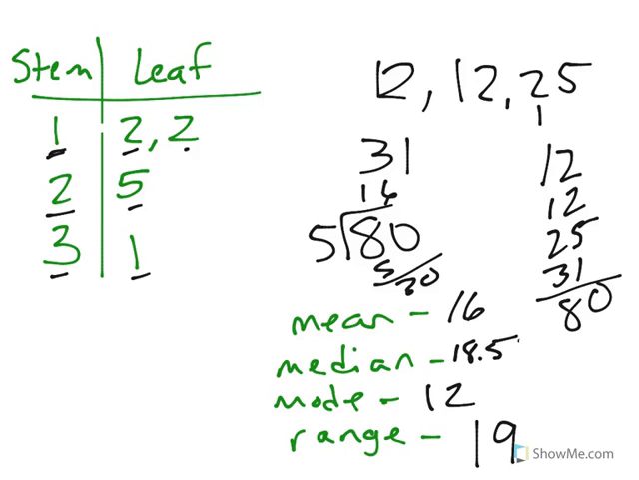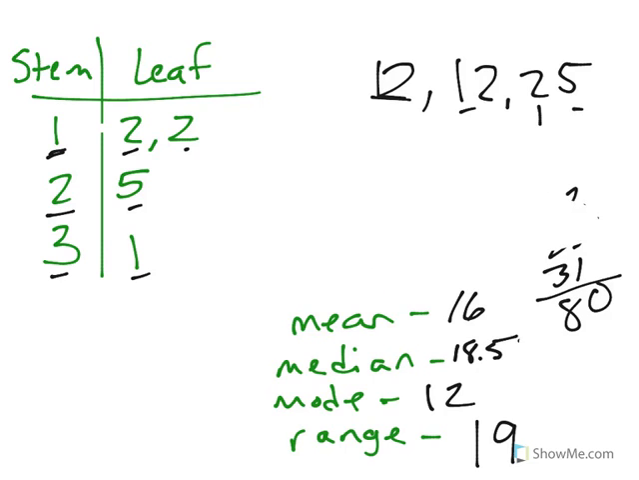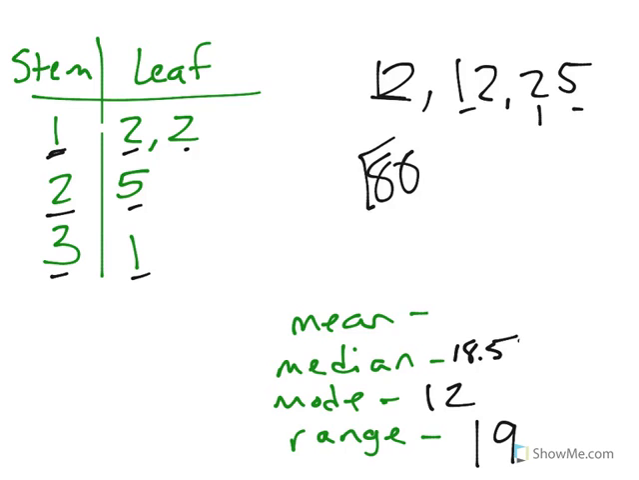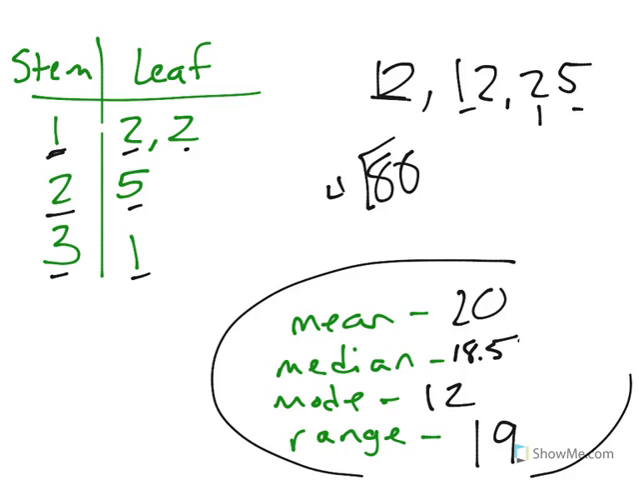Oh wait, I made a mistake. I looked at that number and it looked way too low. 16 looked too low. Well, the reason is I divided by 5. There's only 4 numbers. Oops. So what we're going to do is take that 80 and divide by 4. My mistake. And I know just by looking at it, 80 divided by 4 is going to be 20. And that one makes more sense. So there's the mean, median, mode for that stem and leaf plot.